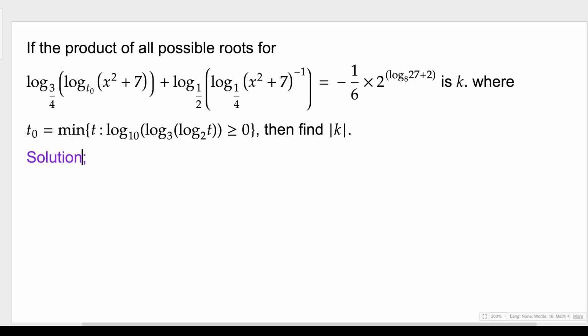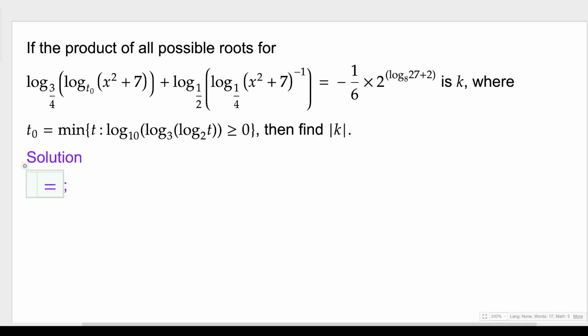Consider this problem statement. It states that the product of all possible roots for this given equation is k, where t subscript 0 is the minimum of this particular set. That means we need to resolve this inequation and compute the minimum value for t. Then, whatever the value of k, we need to report the absolute value of this k. So we'll move step by step.